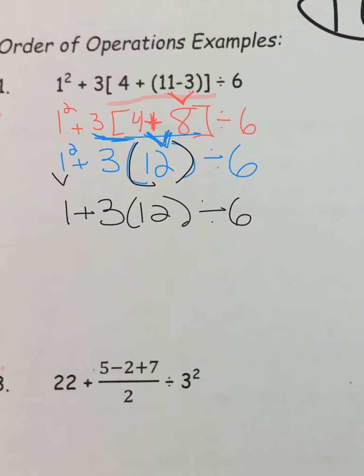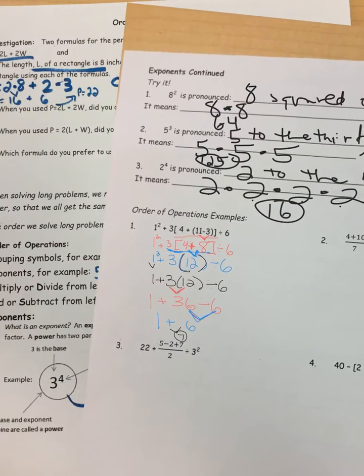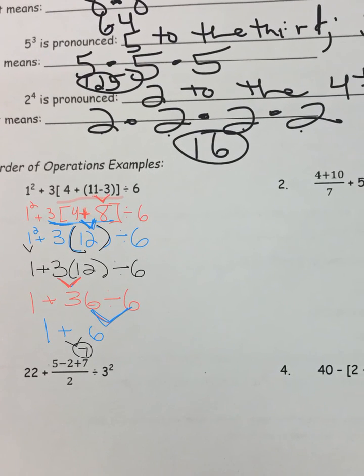Now, next step. GEMDAS, groupings, there's none. Exponents, there's none. Multiplication and division, there is. And we'll go with the first one that we see, which happens to be 3 times 12. So I get 1 plus 36 divided by 6. All right, I'm getting closer to the end. GEMDAS, there's no grouping, there's no exponent, there is divide, so I'm going to do that step right now. 36 divided by 6 is 6, and I drop down the plus 1. My very final step is I add them, and I get 7. All right, on to the next example problem.